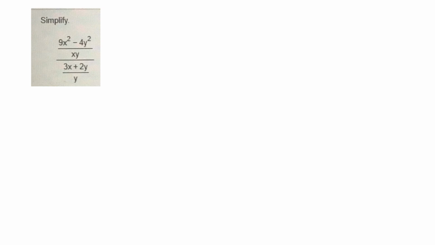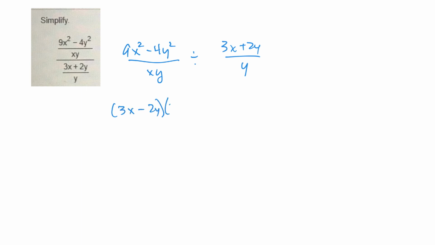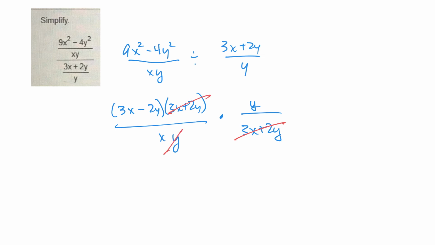Okay, question similar to the one we just did. So I'll have 9x squared minus 4y squared over xy divide 3x plus 2y over y. So let's factor this. It's a difference of squares. 3x minus 2y, 3x plus 2y over xy times y over 3x plus 2y. Look for common factors. There's 1 and there's 1. So I'm left with 3x minus 2y all over x.